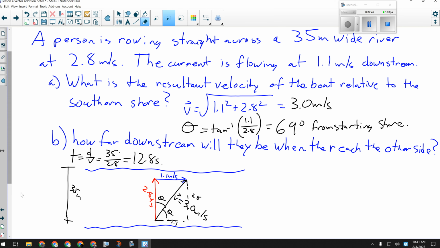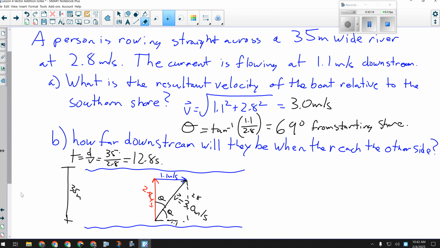Right? I would be going downstream at 1.1 for as long as I'm going across at 2.8, because once I get to the other side, both of those stop. Right? I hit the other shore and I'm done. I drop the anchor and I'm not going anywhere. Does that sort of make sense? So if I find the time to get across, that's also how long I'm going downstream. So I can use that time for 2 of those dimensions, or it applies to 2 of those dimensions.